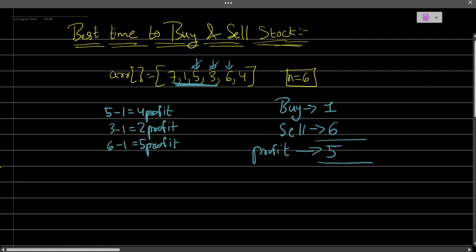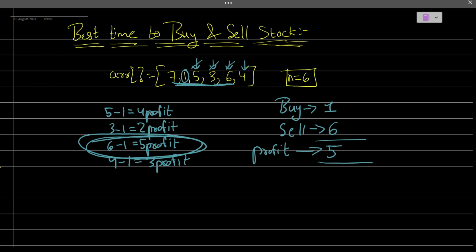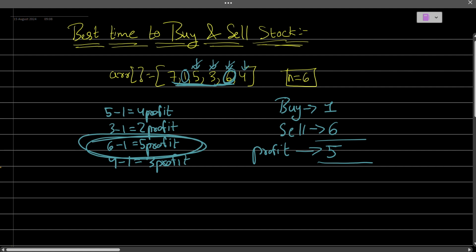So okay. Then I'll move to the fourth. For the fourth guy, I can consider the minimal as 1, right? Then 4 minus 1 becomes 3, and I got the maximum profit here, 5. So I can sell my stock on this day, and I get the profit of 5, right?